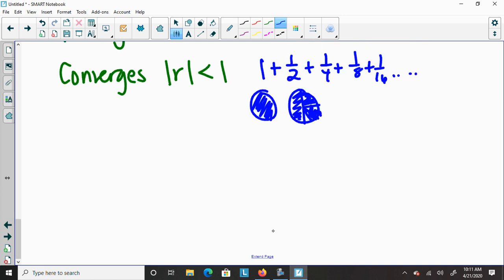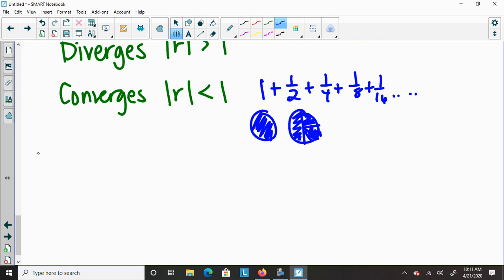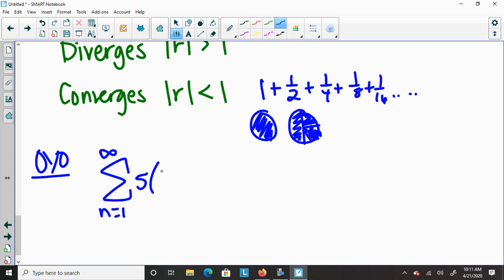So one more quick question, a little OYO. We'll just do one. Does it diverge or converge? So you'll answer converge or diverge. So here is our series. We'll go from n equals 1 to infinity, these are the infinite kind, 5 times 1/3 to the n minus 1. So just tell me right now in the question, does it converge or diverge? So you'll just write that answer down.